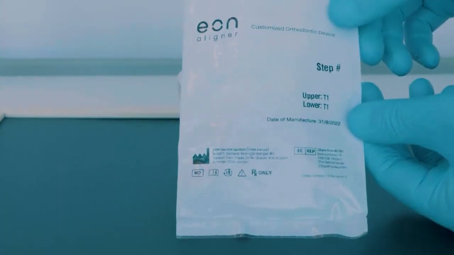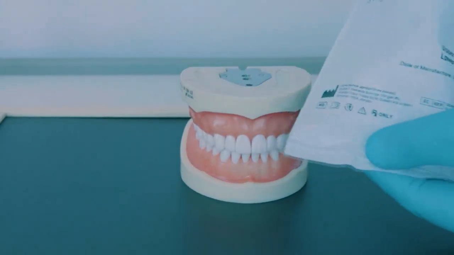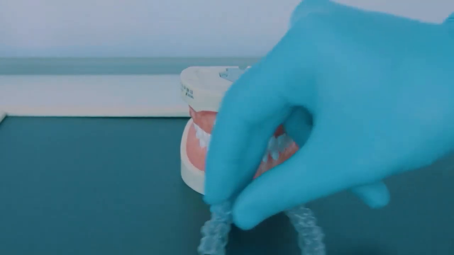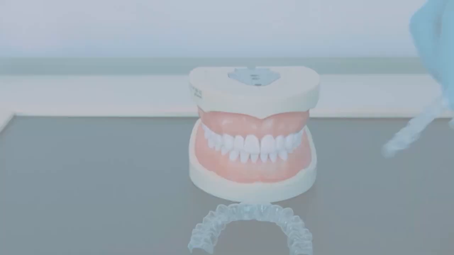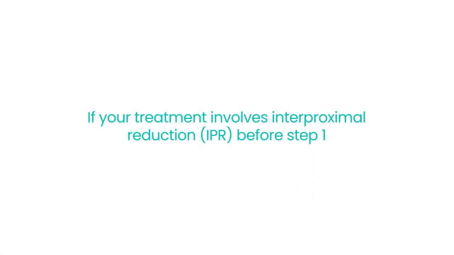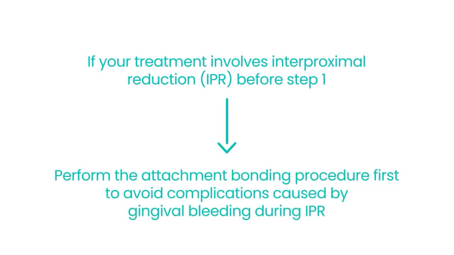To place attachments, you will receive an attachment template along with the aligners package placed in a separate pouch marked as T1. The number indicates the step at which the attachments need to be placed. If your treatment involves interproximal reduction before step 1, we recommend performing the attachment bonding procedure first to avoid any complications caused by gingival bleeding during IPR.